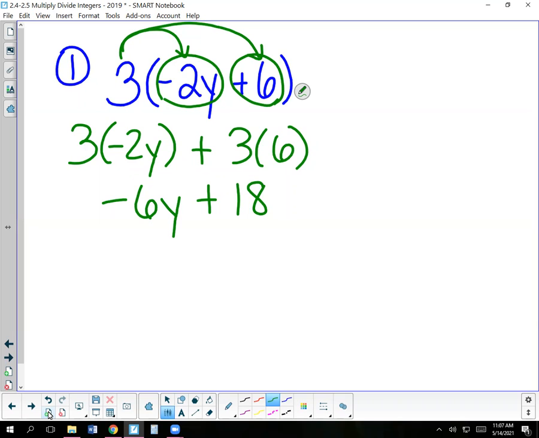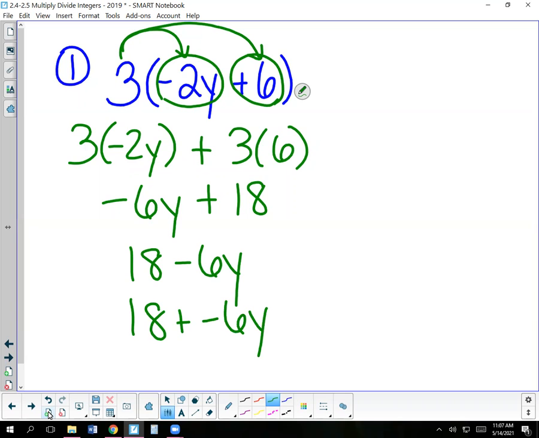Okay, by the way, you could write it that way. You could actually write it this way. You could write it this way. And those are all the same answers. And you should understand why. Because this is still -6y, right? It does say -6y. And this will say +18. These are all equivalent.